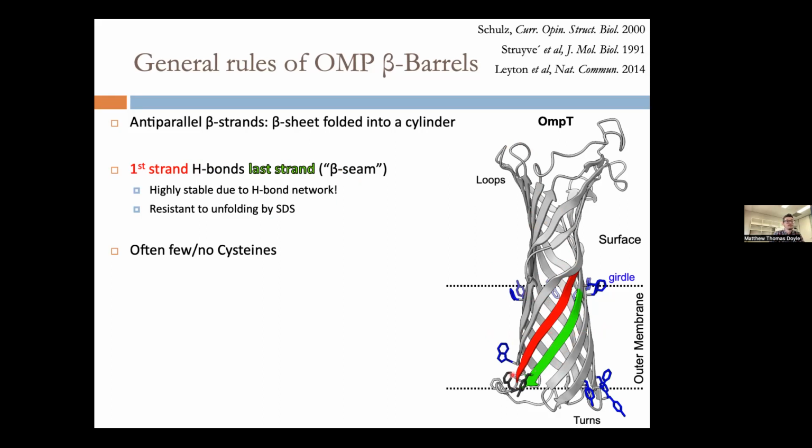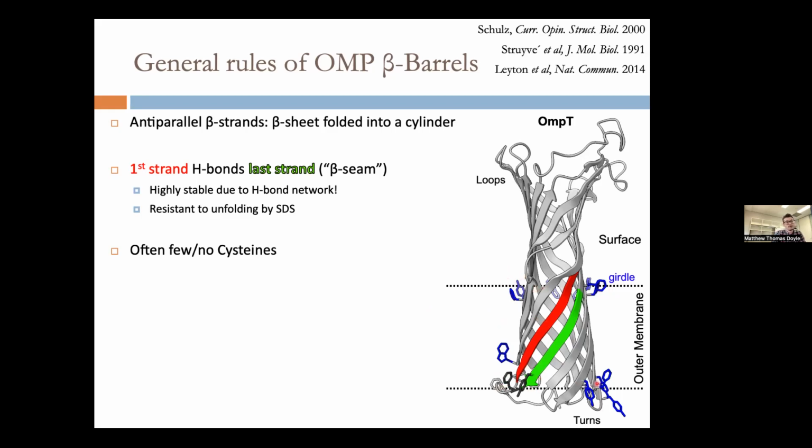And in fact, it's resistant to SDS. So our native PAGEs are SDS PAGEs, and some barrels, you can boil in SDS and they won't unfold. So they're rocks, very stable. A tidbit is that they usually have no or few cysteines. And the reason I mention that will become apparent later.